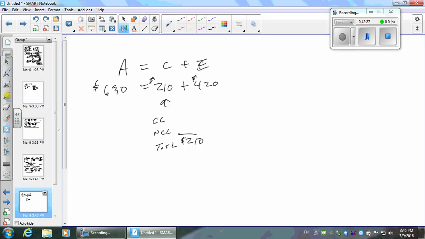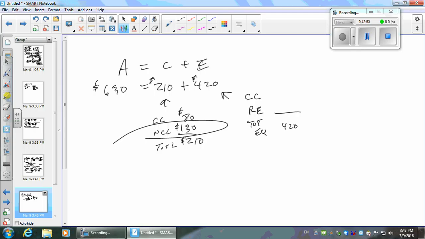Do you know the current liabilities? It's 80. What's the difference? 130. It's the answer to the question. 130. Got it? Then what's contributed capital? Well, what does equity consist of? Contributed capital plus retained earnings, right, guys? So total equity is how much? 420. I'm just writing down what I know and stopping at what I don't. What's retained earnings? What must be contributed capital?